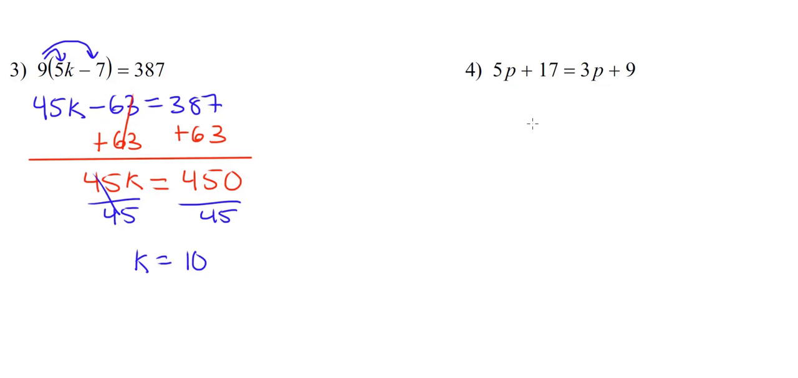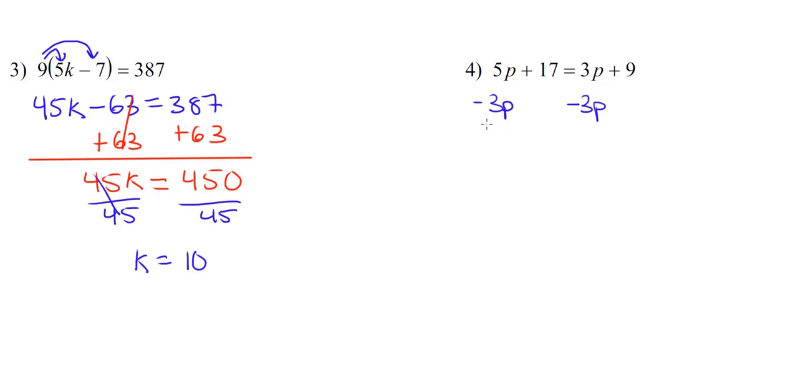All right, number 4. 5p plus 17 equals 3p plus 9. So this is an equation that has variables on both sides. What we need to do is get rid of one of these variables. And it's always a good idea to get rid of the variable of lesser value. So we're going to get rid of this positive 3p. And the way we're going to do that is we are going to subtract 3p from both sides.